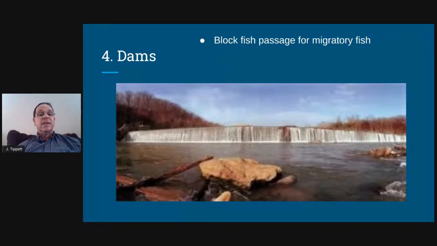Number one, they block passage for migratory fish. So if you were a fish trying to get upstream here, you can see this is kind of like a fisheye view, right? You can kind of see that that's the end of the line, unless you can jump 22 feet, which I don't know of any fish that can do that. So it's the end of the line for you.